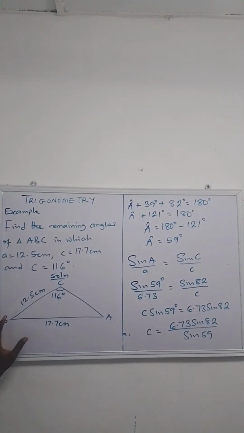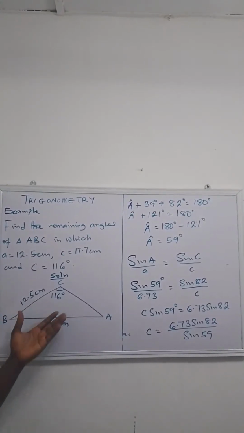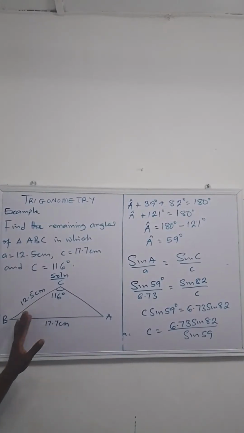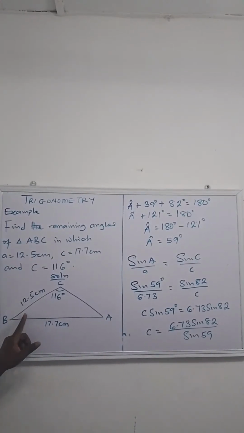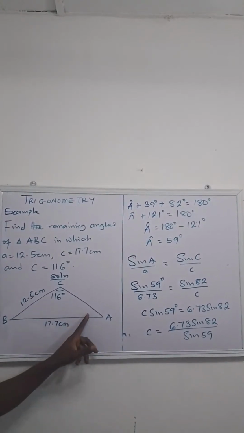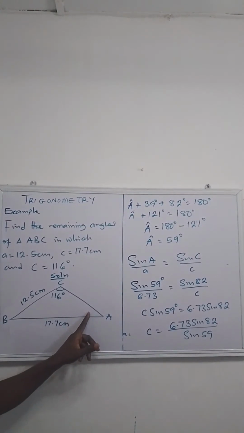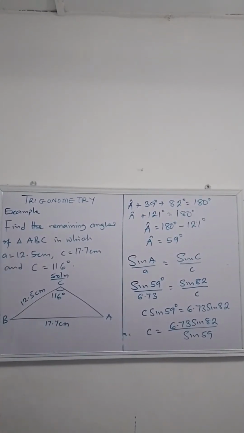So you have to find the remaining angles. So we want to get angle B and angle A. So how do we go about it? We cannot use sum of angles in a triangle now because we have two unknown angles. So what we need to do now is just to get one of the angles. The best thing is to get angle A, so that we're able to get B. So what is angle A now?